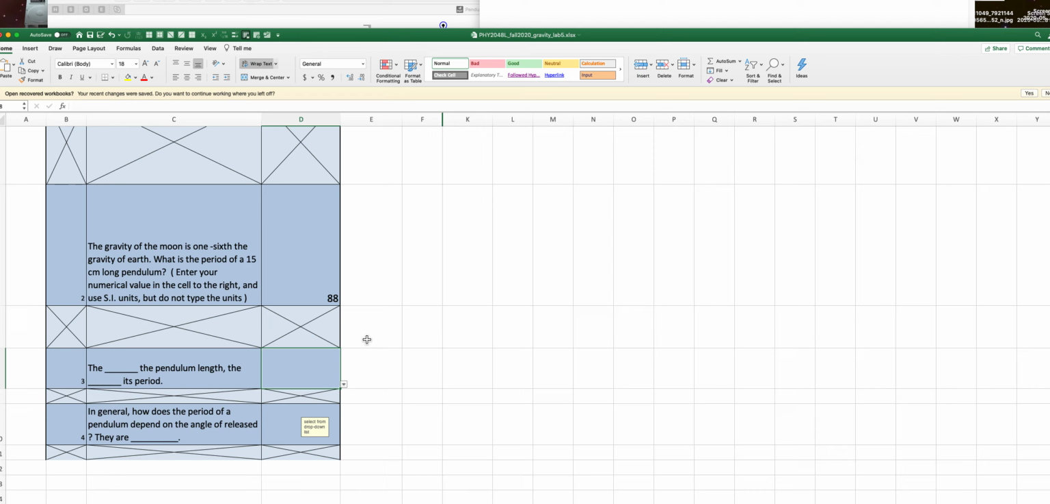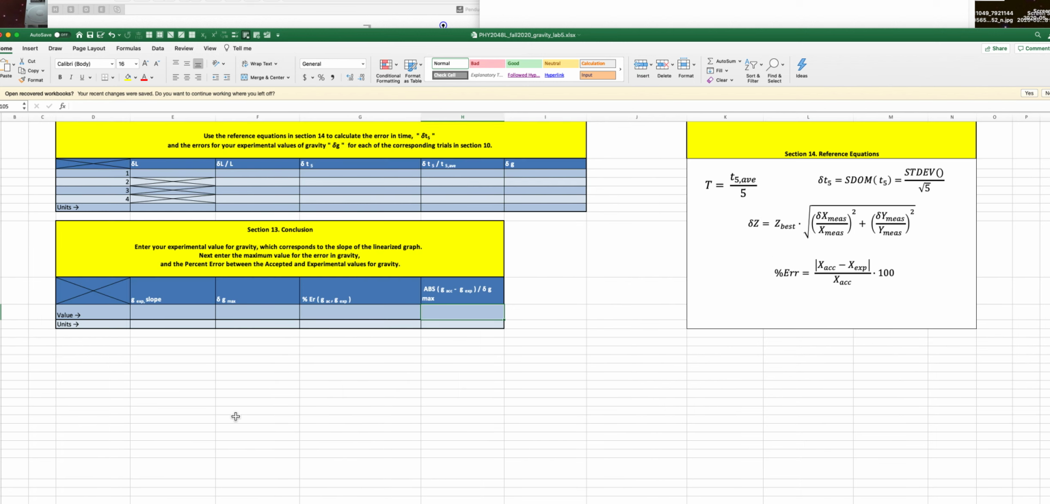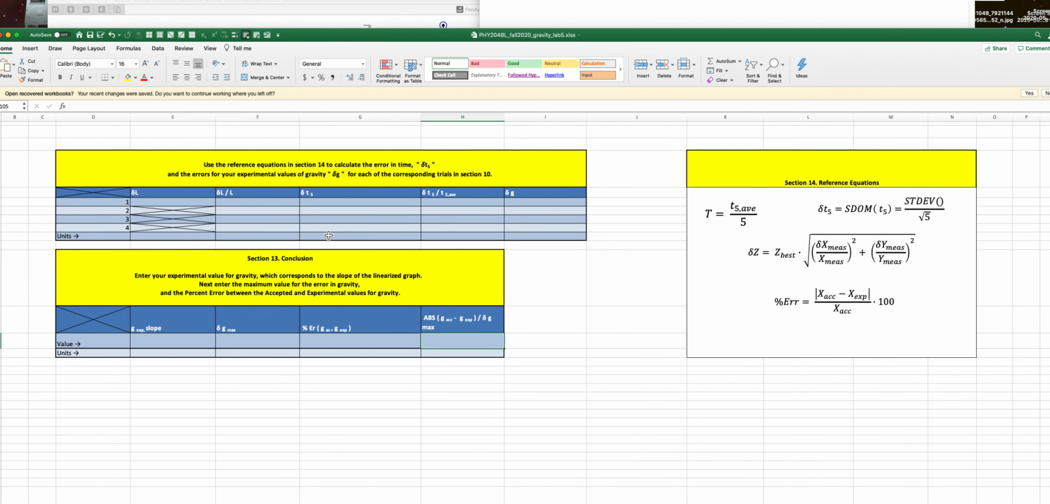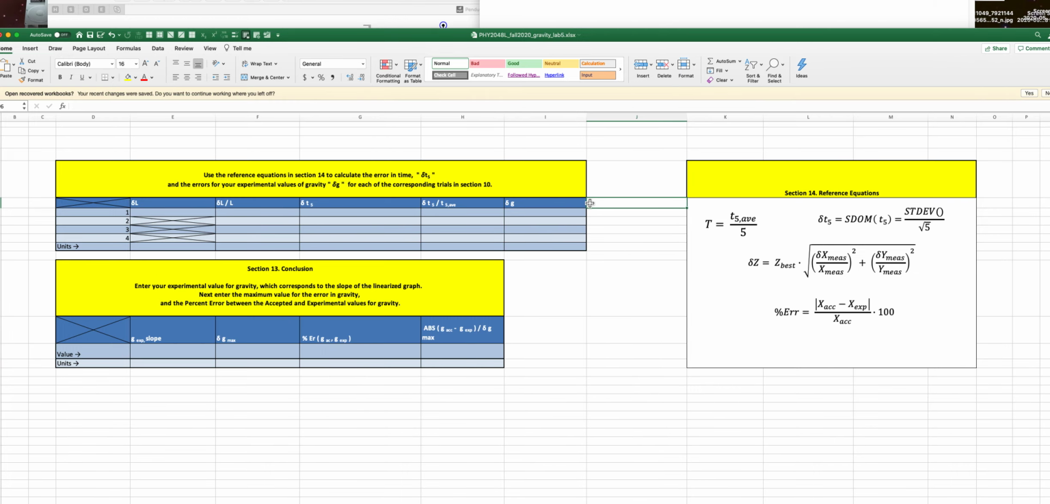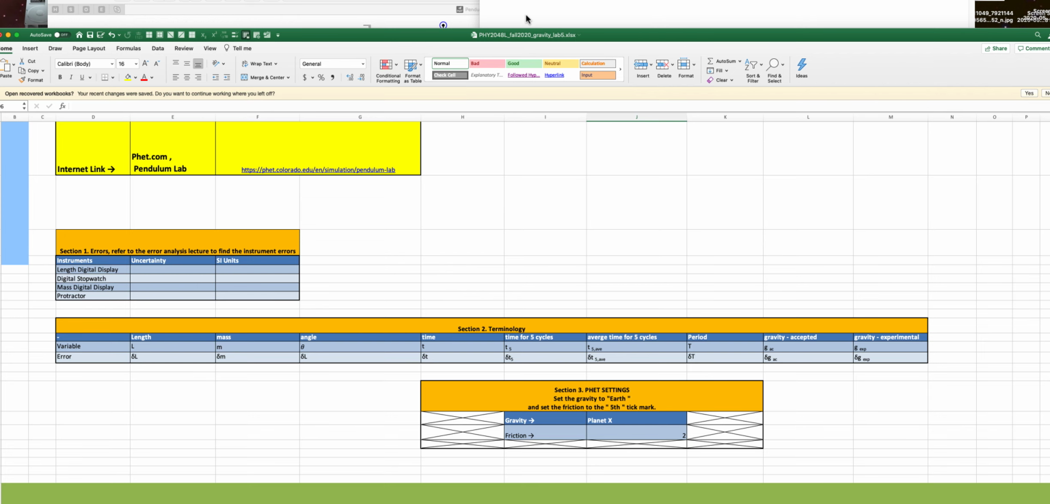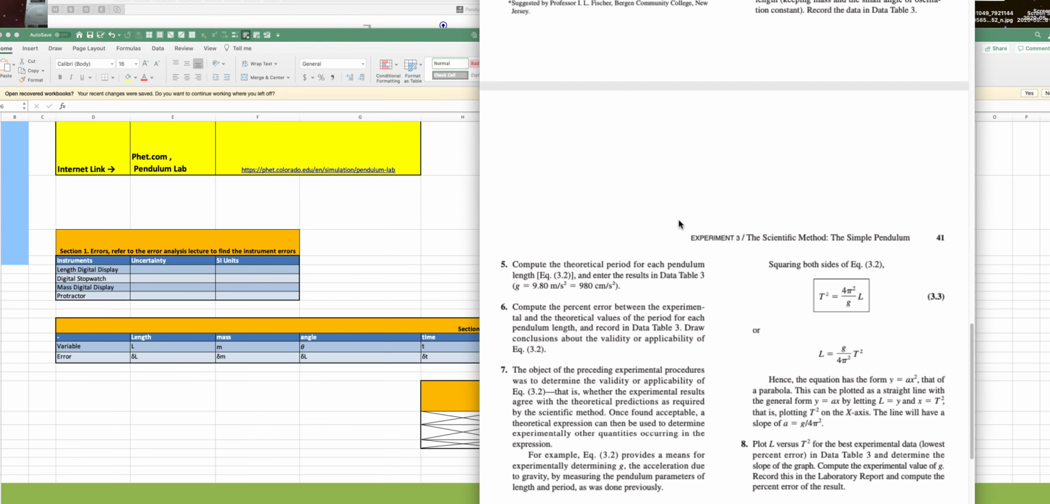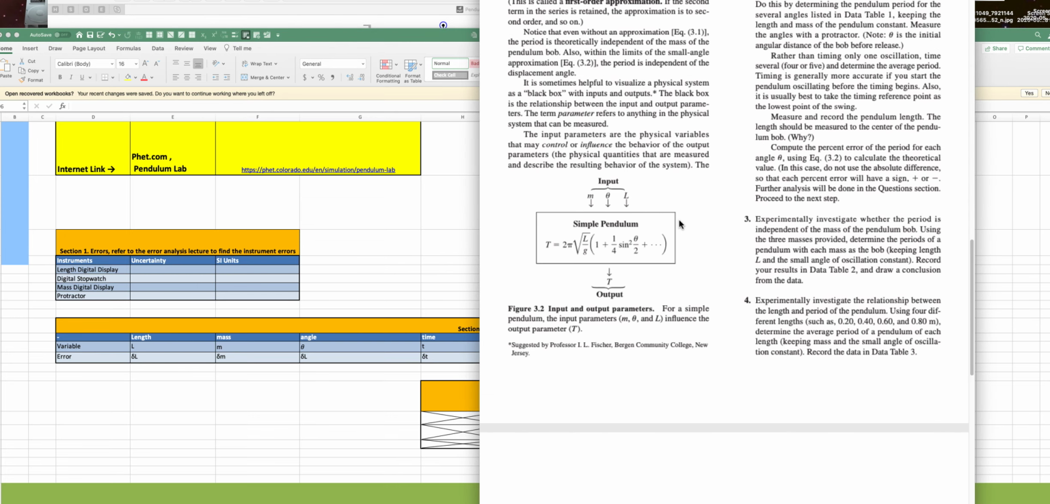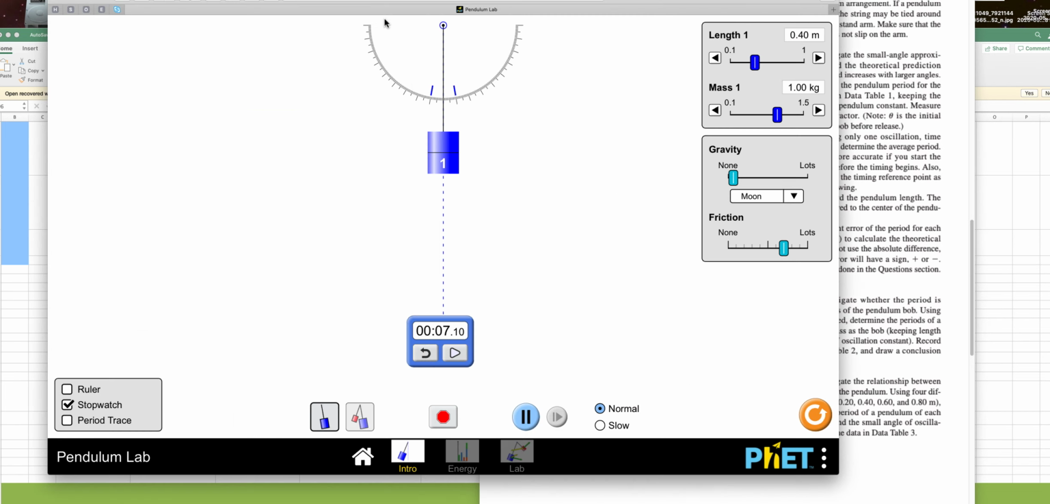So this completes the overview of how to complete the gravity lab on Excel. So don't forget that there's 3 components. There's the actual Excel file. And then there's the manual. That's where you're going to get the instructions from. And then there is this PhET website where you're actually going to do the experiment.